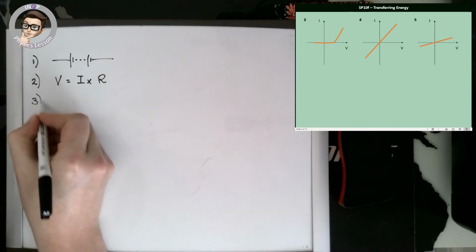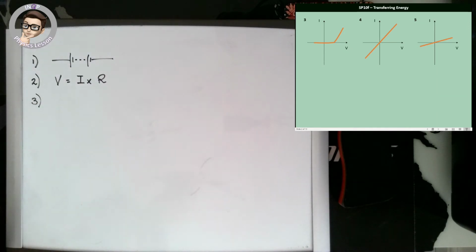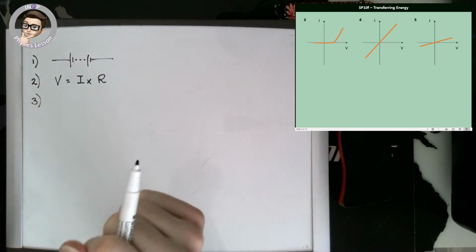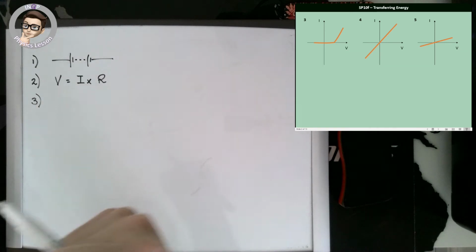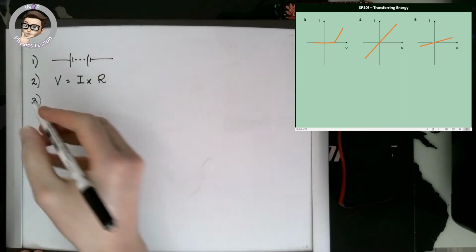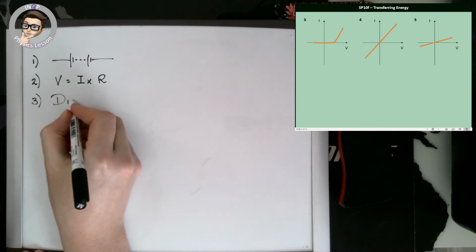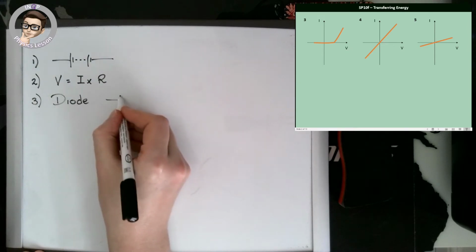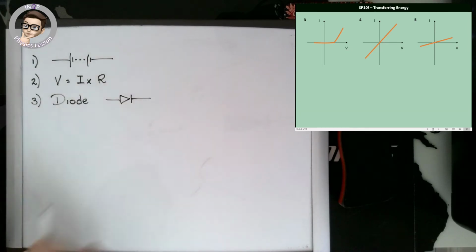Question 3, if we look at the circuit diagram to our right here, you can see that first one has a 0 current in the negative direction of the potential difference and a small positive current once you get to a small positive potential difference. So this must be a diode, because a diode only allows the current in one direction, and that's the symbol for a diode.